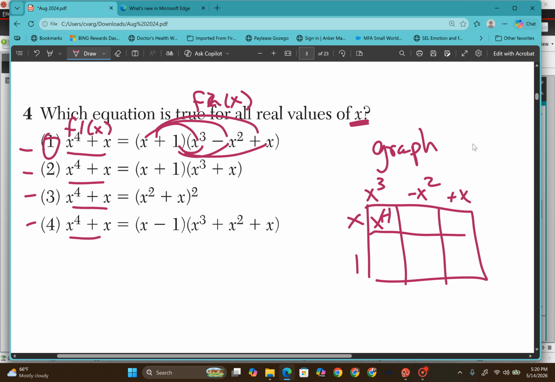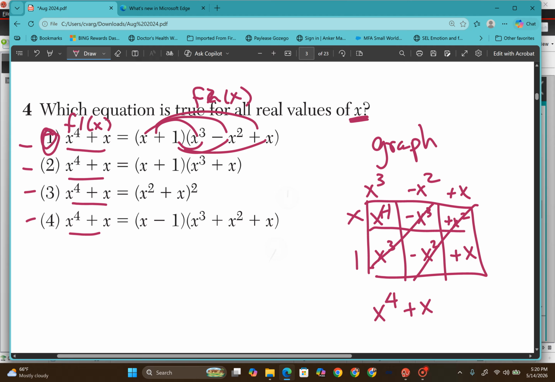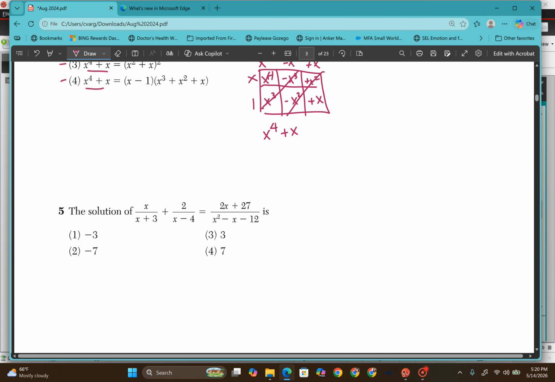So this is x to the fourth. This is negative x to the third. This is positive x squared. Over here, this is 1 times x cubed is x cubed. This is negative x squared, and this is positive x. These cancel out, and you're left with x to the fourth plus x. Okay, so algebraically, that is also why 1 works, but the calculator would have given you that as well.